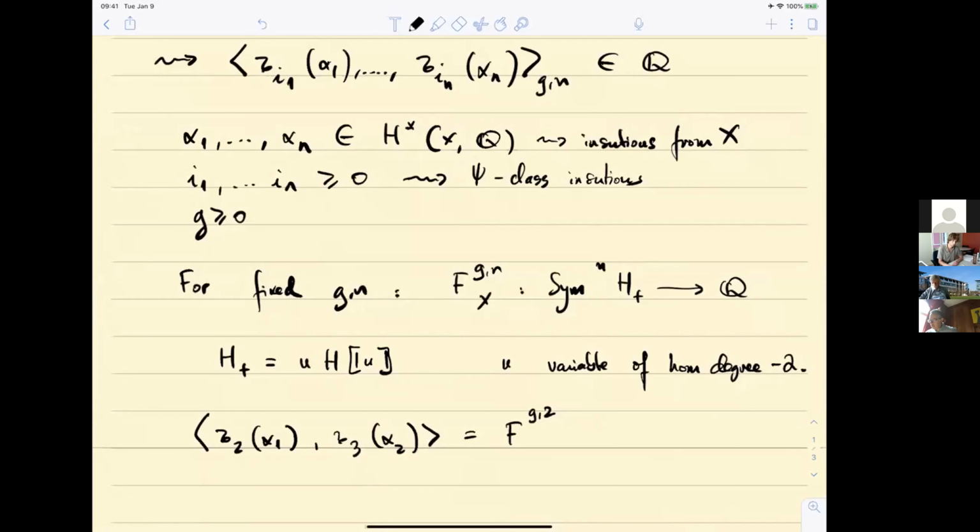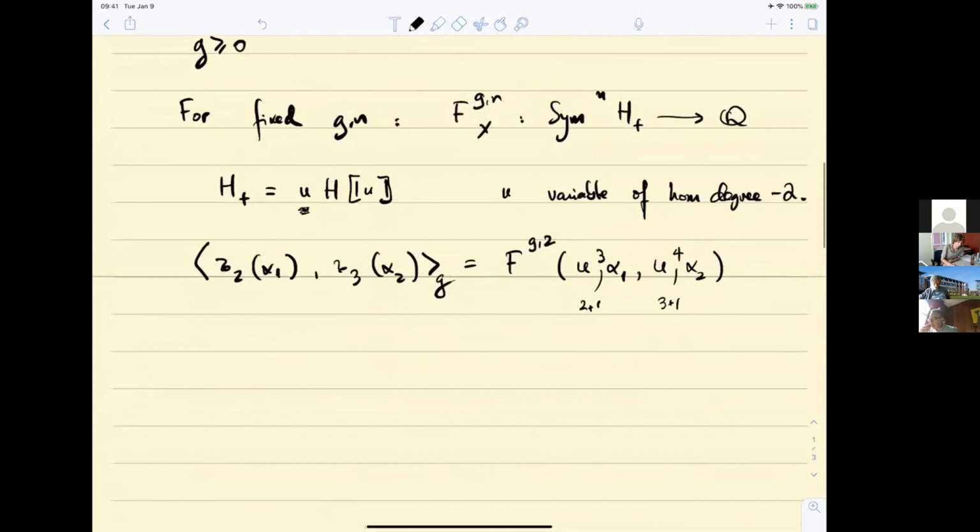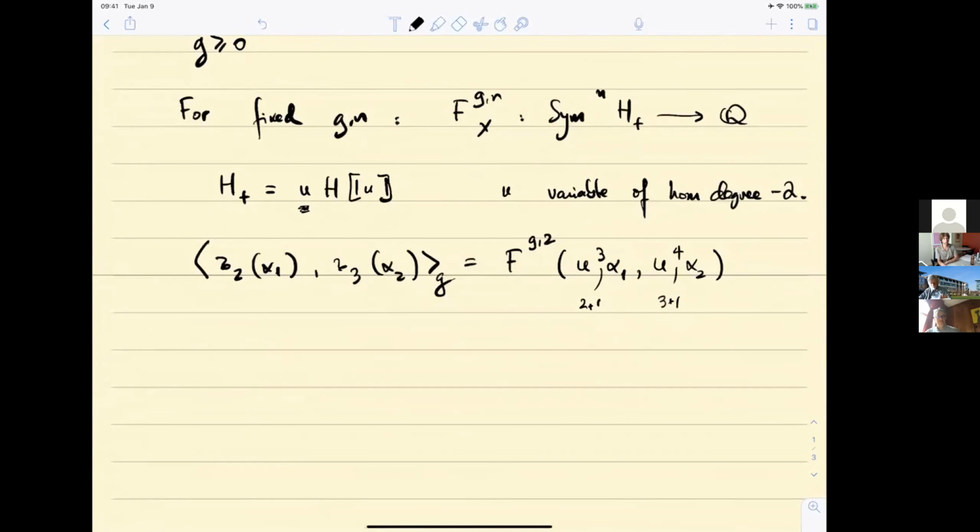FJRW at some genus g, evaluated at U cubed alpha 1, U to the fourth alpha 2. This is simply, this 3 is 2 plus 1, and this 4 is 3 plus 1. So I need, for reasons that will become apparent later, one extra power of U here, but essentially the power of U just measures what psi class insertion I use. And maybe there are some factorials which I'm omitting. I forget about this.